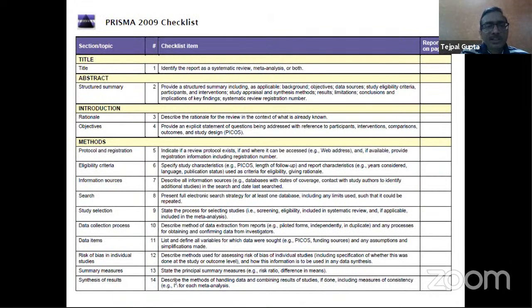This is the PRISMA checklist. This is also an integral part of reporting now. So it has 27 domains, and you have to identify on which page of the manuscript this particular domain is present.